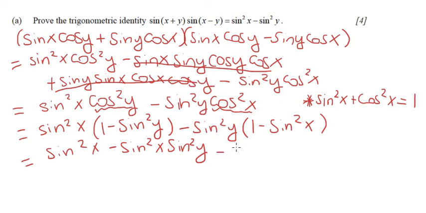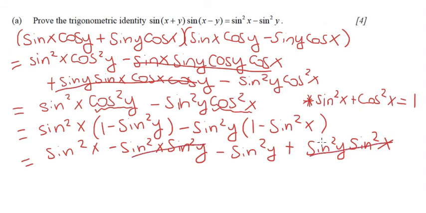Remember, we are keeping the negatives, sine squared y, negative times a negative, that becomes a positive. So we get sine squared y sine squared x. Okay, notice that we have two of these sine squared x, sine squared y. One is negative, one's a positive. So in the same way we did before, those cancel out, and we are left with sine squared x minus sine squared y. Is that what we wanted? Yes, that is what we wanted, so we are done.